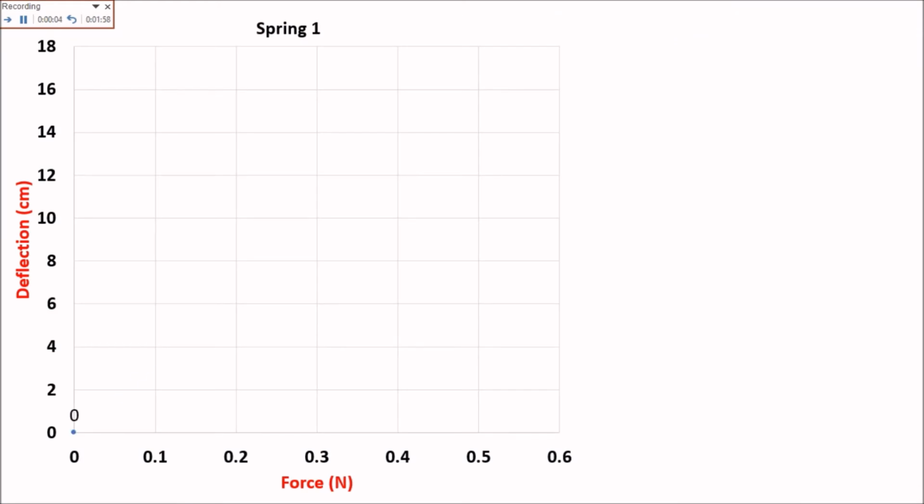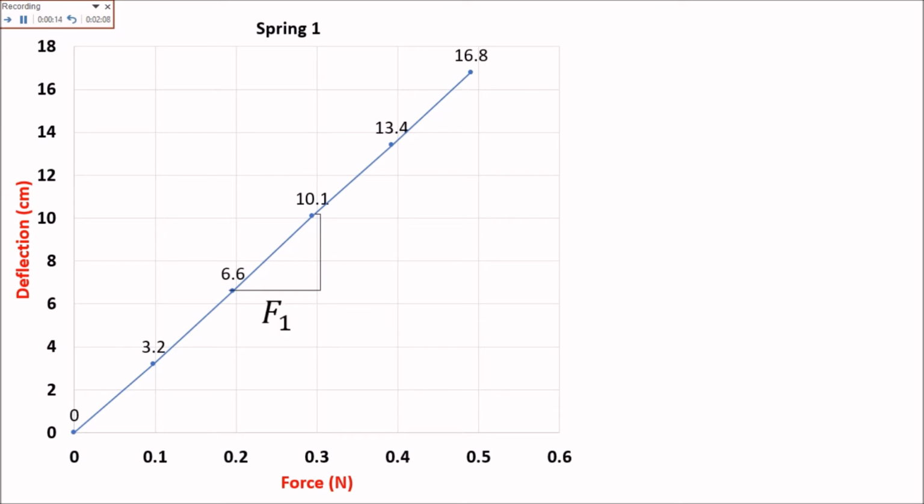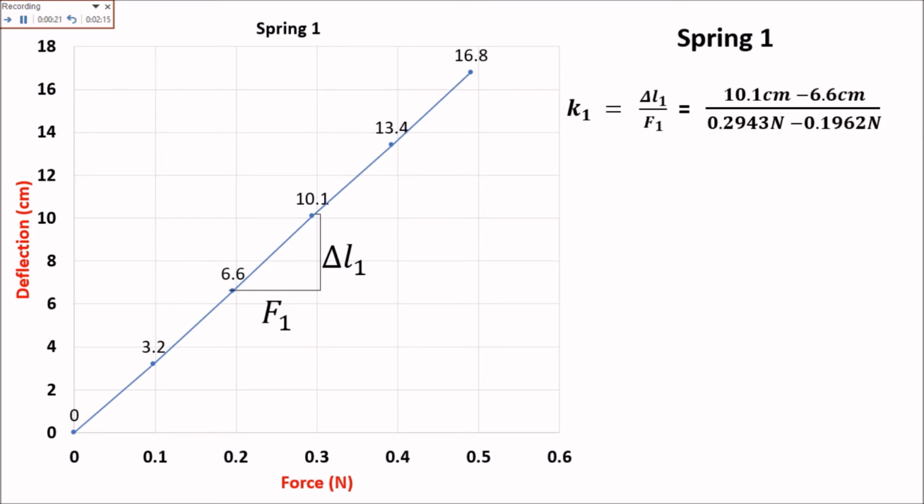For spring number 1, we will compute the spring constant. To compute the spring constant, we need to get the slope. So F1 and L1. So the slope is equal to delta length divided by the force. So that will be 10.1 centimeters minus 6.6 centimeters, divided by 0.2943 newton minus 0.1962 newton.